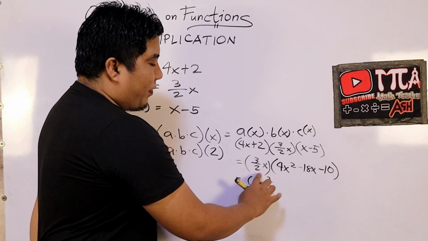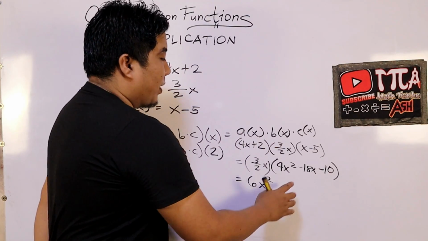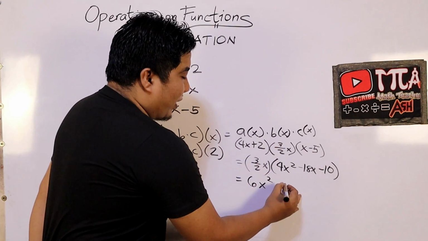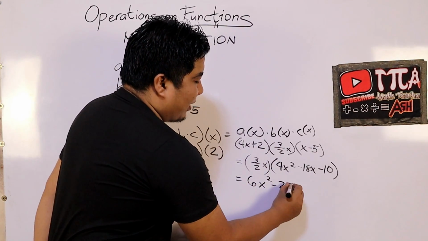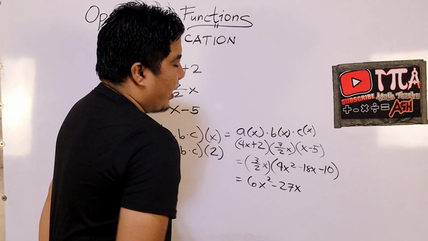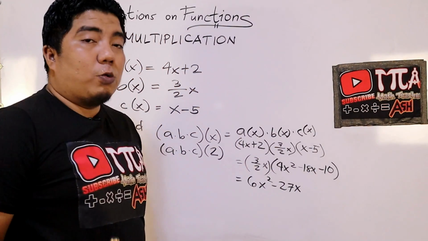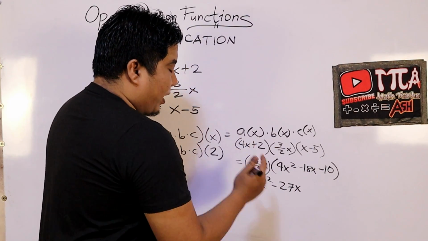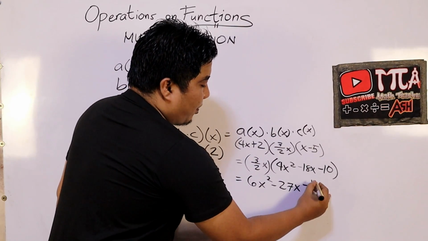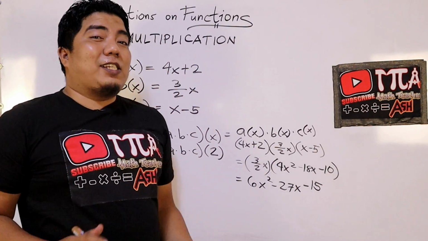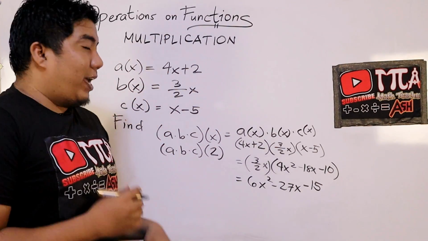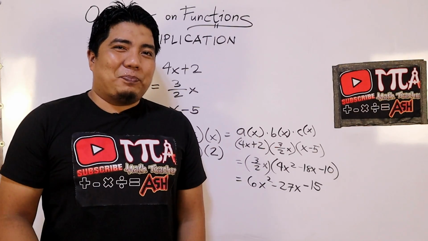Okay. 18 divided by 2, that is 9. 9 times 3, that is 27. So we just copy our negative 27x. And then 10 divided by 2, that is 5. 5 times 3, that is negative 15. So this is now your function for the a times b times c of x.